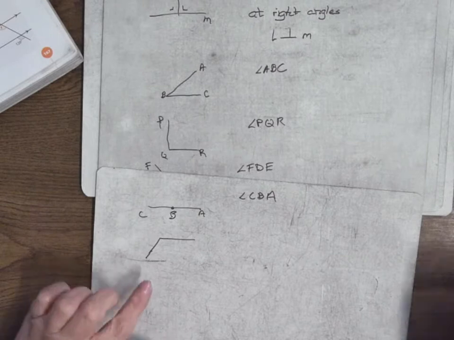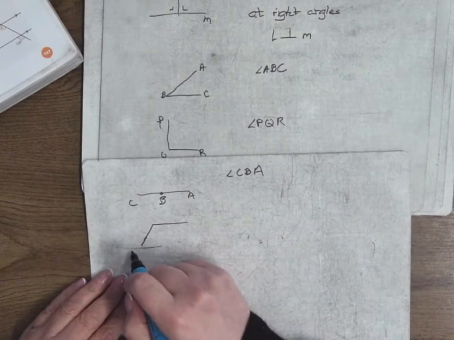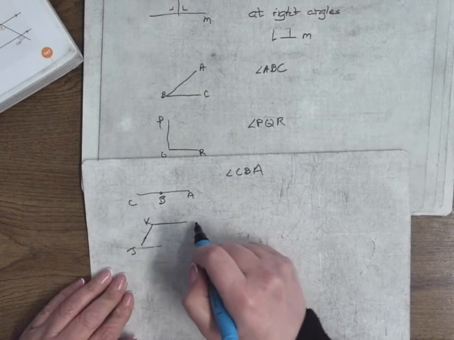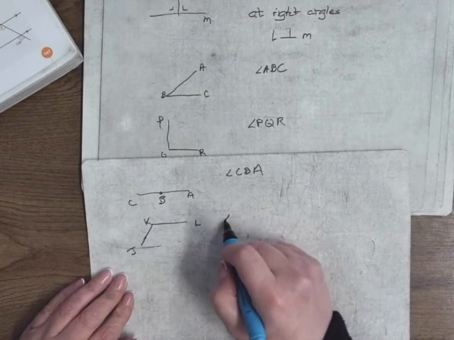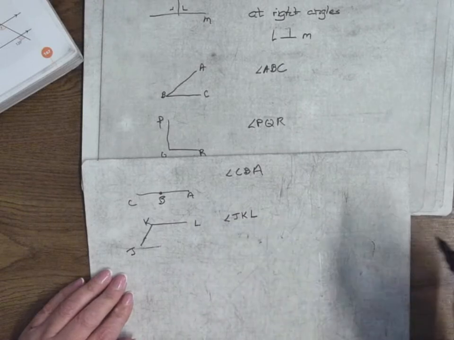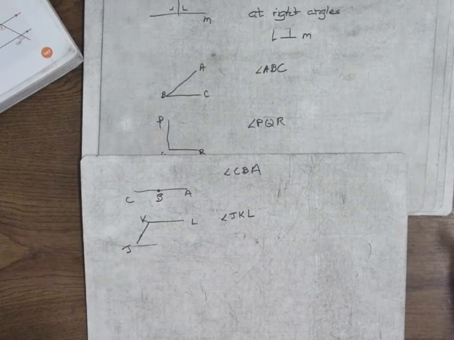Okay. And then finally I'll call this one, what do I call that angle? JKL. What could I have called it? LKJ. As long as it's the one in the middle. So that's just the proper way to name angles.